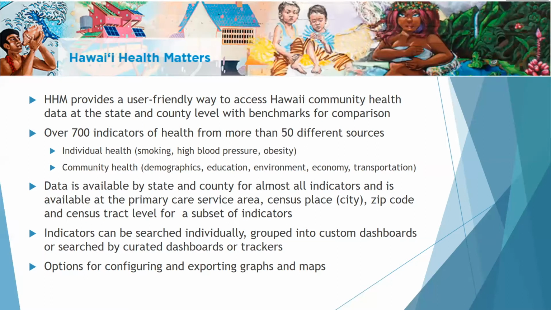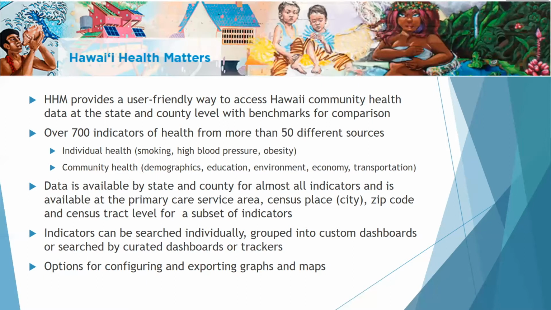While HHM was originally designed with state and county data in mind, almost all indicators have data for both. Many have actual indicators by other demographic variables as well, like age, sex, and race ethnicity. Increasingly, HHM data is now available at the sub-county level, all the way down to the census tract level for some indicators.